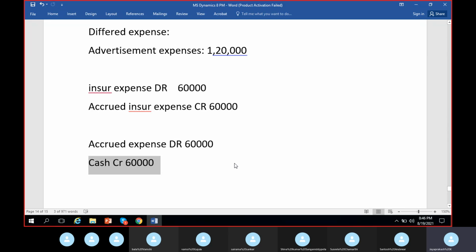Normally this is the entry, but since we are applying the accrual scheme, every month there will be 5,000 increasing in the insurance expense. Not directly 60,000 will show up. 5,000 will increase, and in the accrued insurance expense account 5,000 will reduce or be credited.